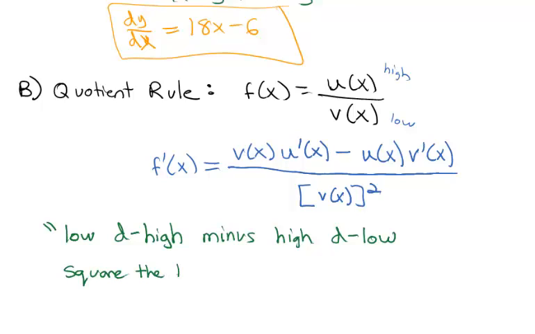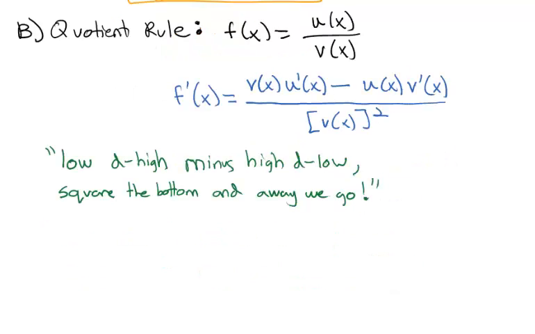Square the bottom, and away we go. Away we go, because there's going to be a lot of algebra afterwards. Low d high minus high d low, square the bottom, and away we go. If you can just remember, low d high minus high d low, square the bottom, and away we go, you've got the hardest formula in the book memorized. So let's try a few.